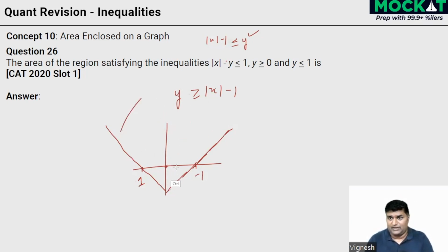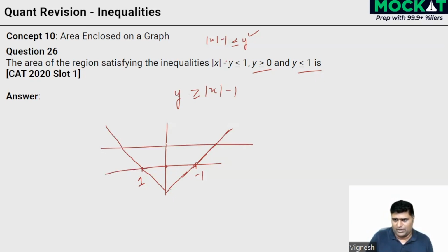Do I need to find the area for the entire thing? No, there's one more range given over here. Y is between 0 and 1. So y equals 0 is nothing but the x-axis, and y equals 1 over here is going to be parallel to the x-axis. We need to find the area of this trapezium over here.